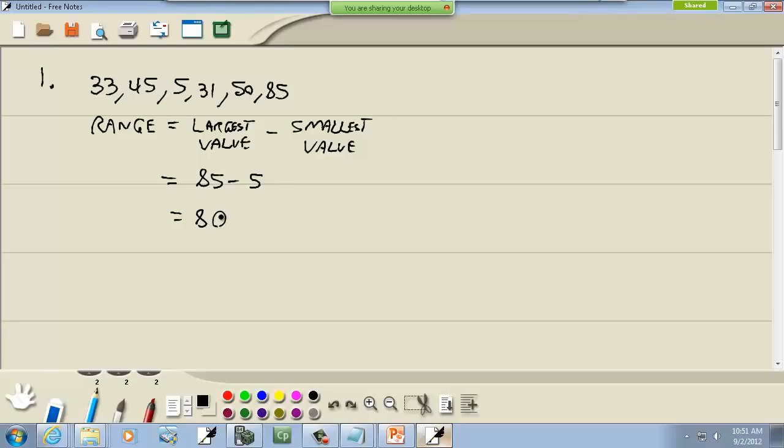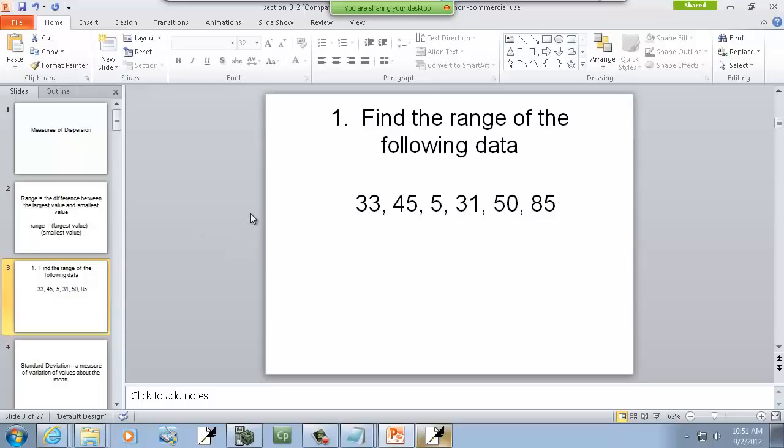Now this may not really represent the data that well. It just shows how spread out it is. It doesn't say how many are near the 20s, how many are near the 30s, or how many are near the 85s, for example. Just from the smallest to the largest.